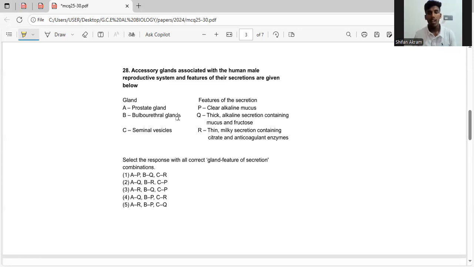Before ejaculation, the bulbourethral glands release clear alkaline mucus. This clear alkaline mucus neutralizes the urethra before the sperm start to travel, and they also produce mucus which lubricates the urethra. Because of that, B goes with P. I'll match it.